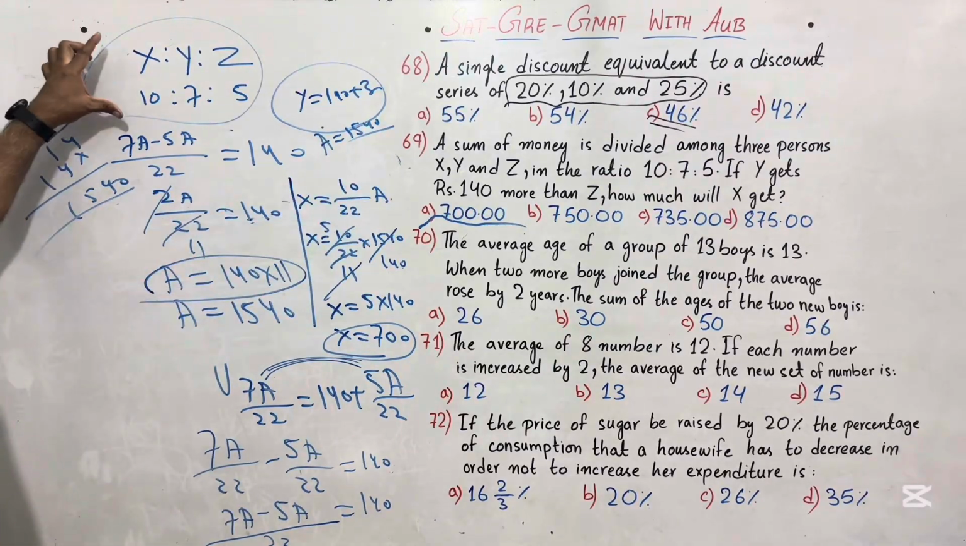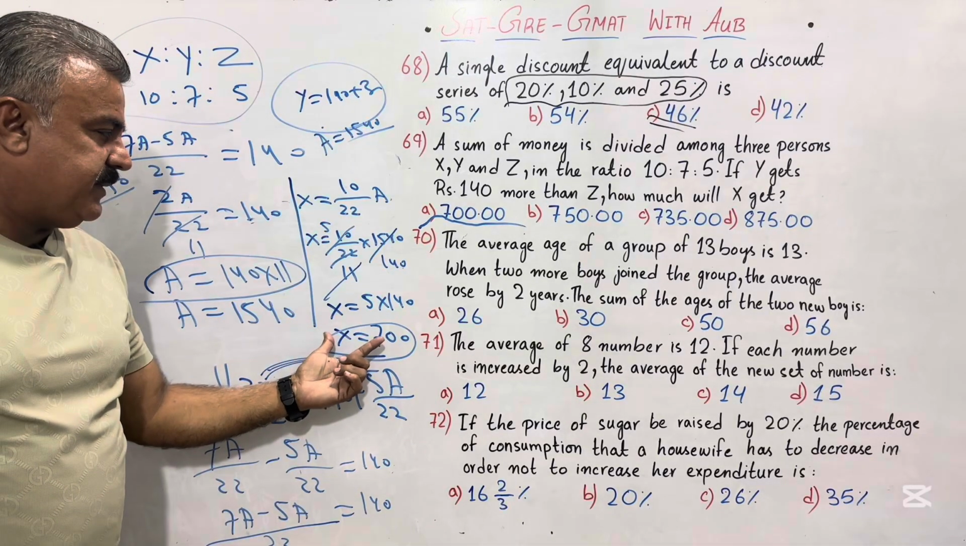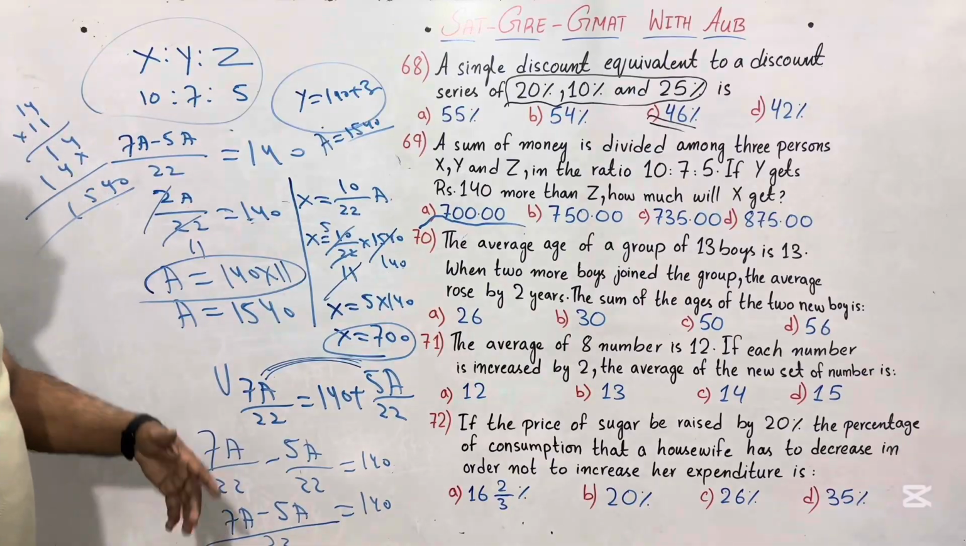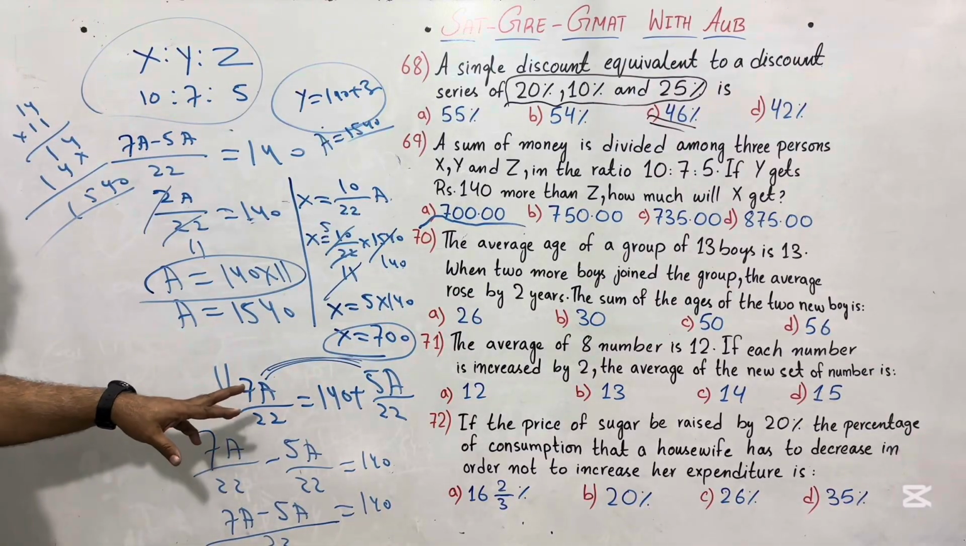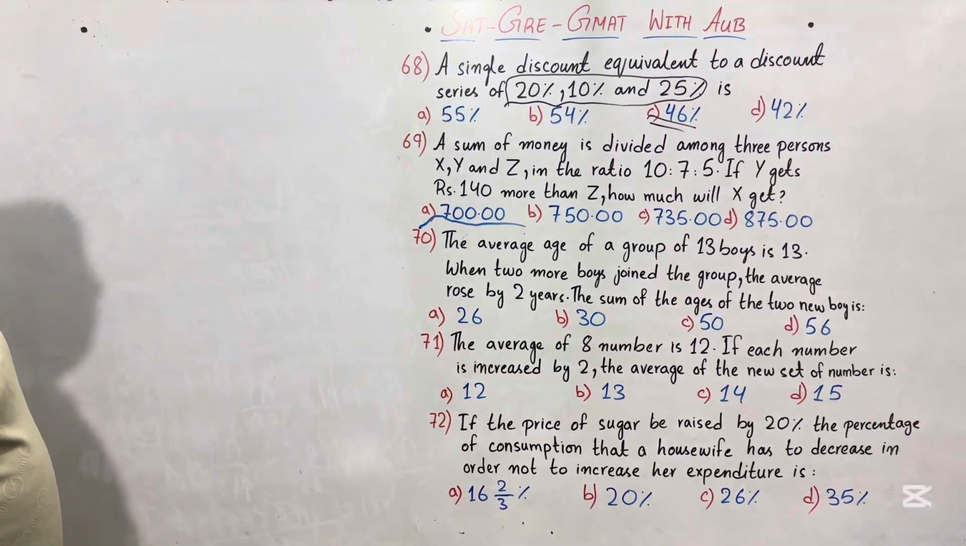From this, utilizing ratios, given the corresponding ratios of X, Y, Z, we are in a position to find the value of X, that is 700. Moving towards the next question.